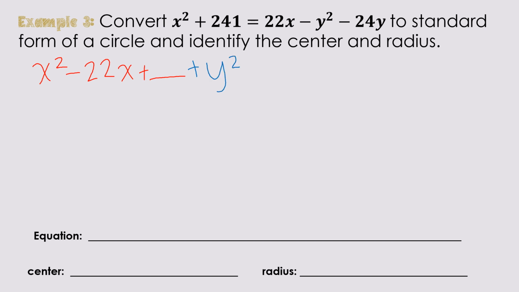The -24y is on the right side. It needs to move to the left, so we need to add it. Don't forget your blank space. The constant is 241. It is on the left side, and it needs to move to the right side, so we are going to subtract it. And then let's get our blank spaces for our balance.